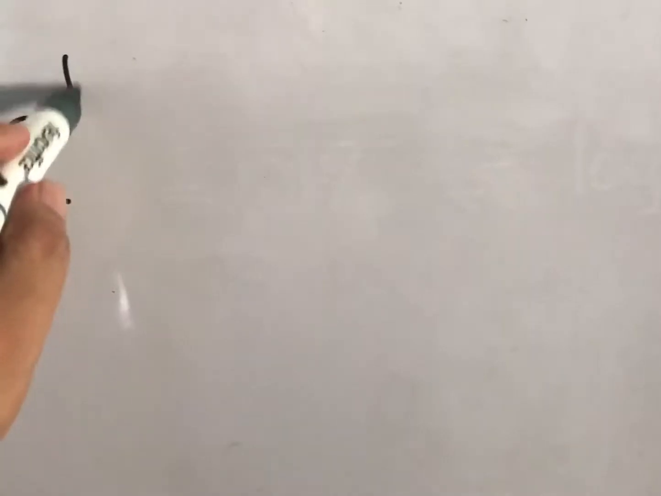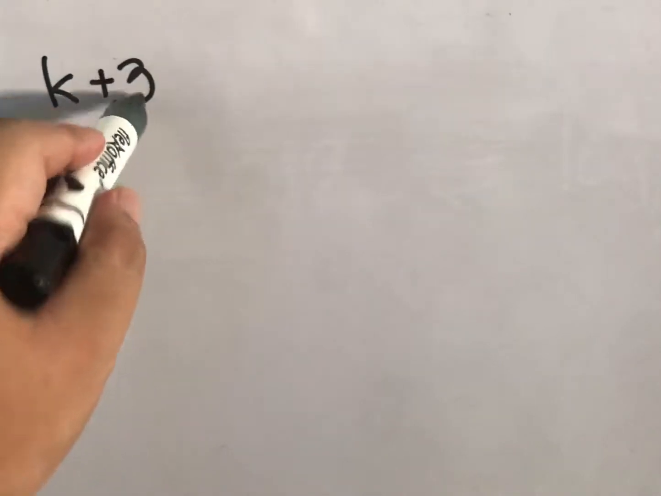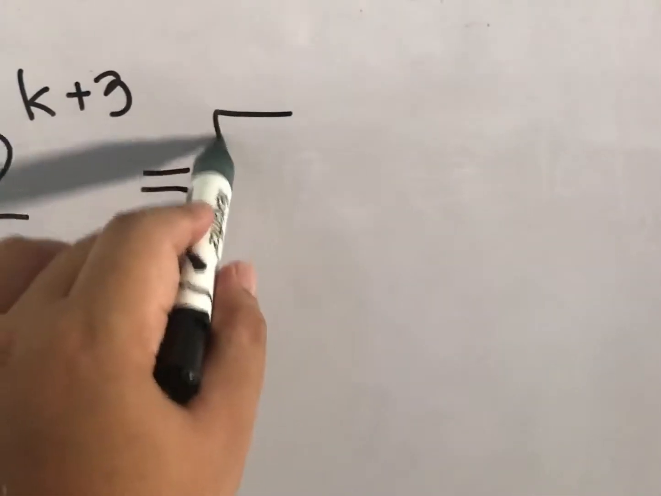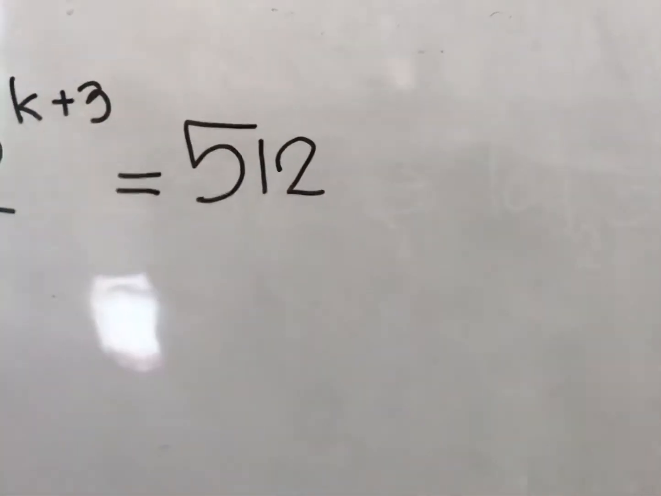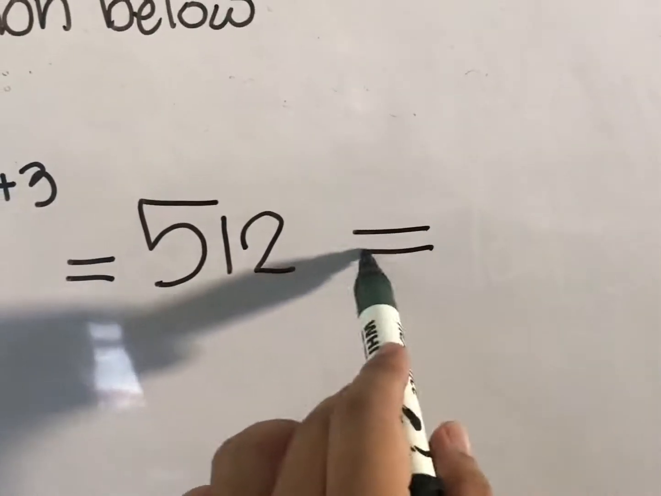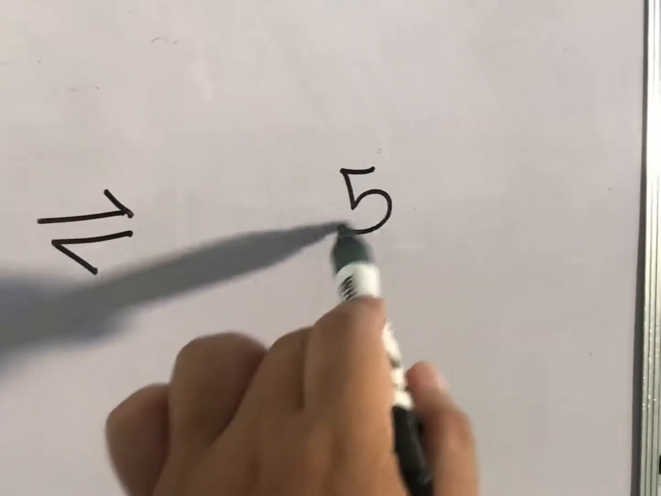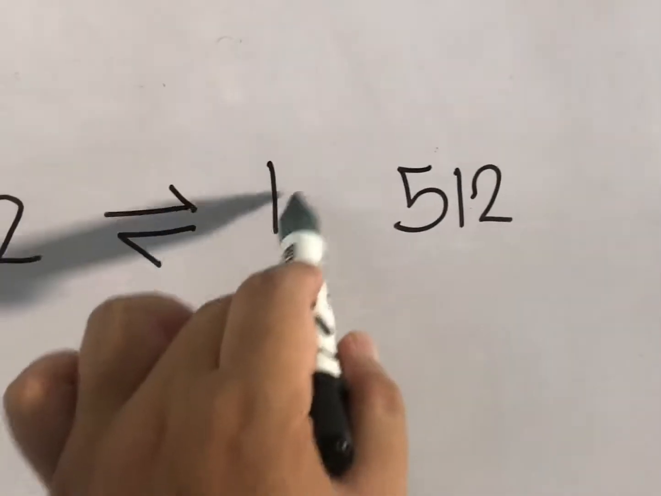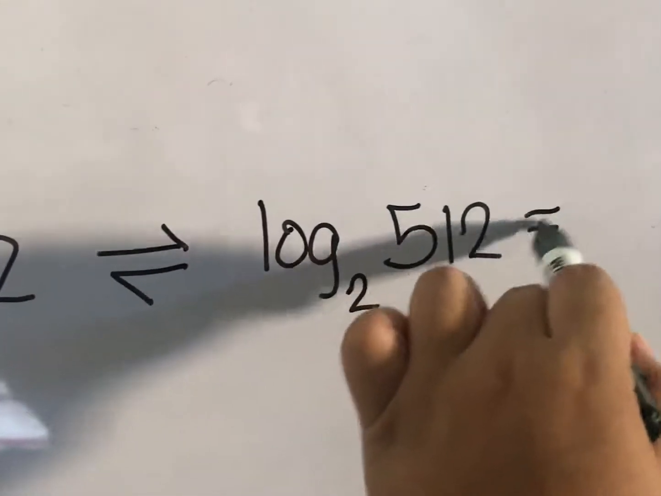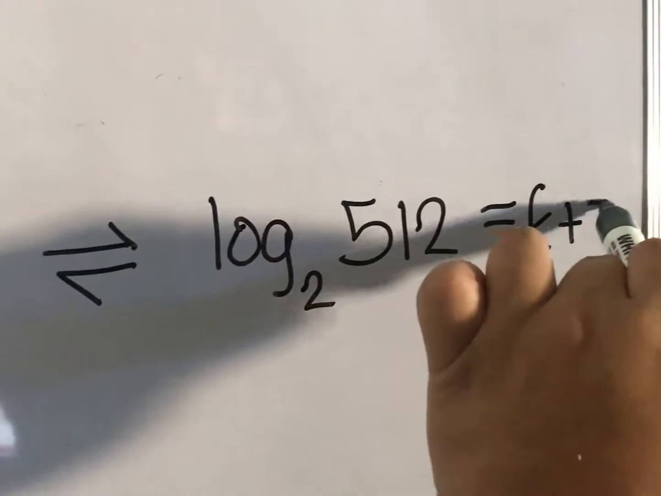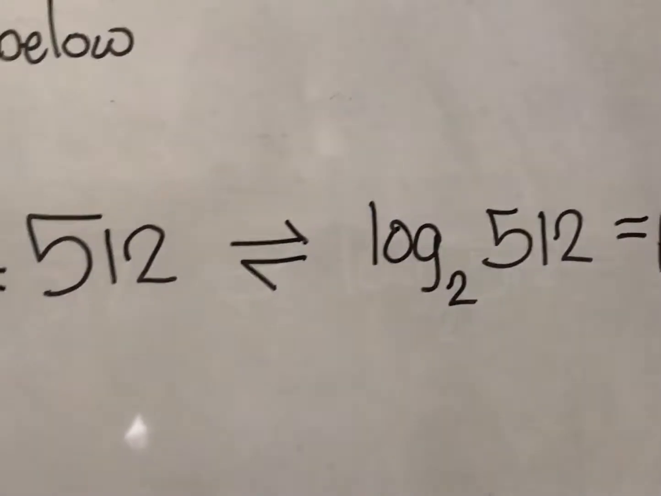So in the second item we are given that 2 raised to the power of k plus 3 is 512. Written in its logarithmic form, this is the logarithm of 512 to the base 2 is k plus 3. There.